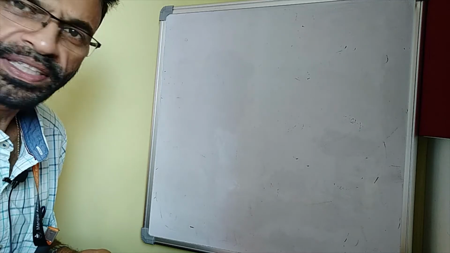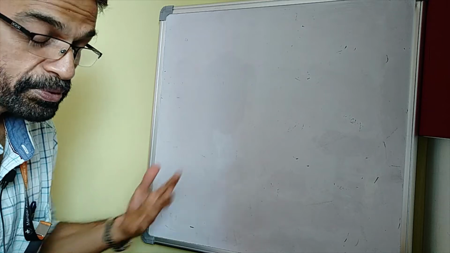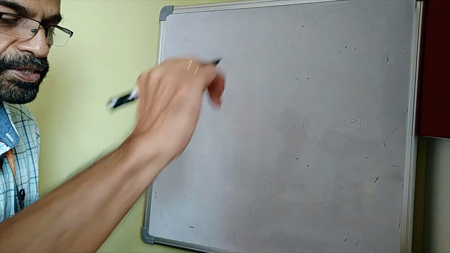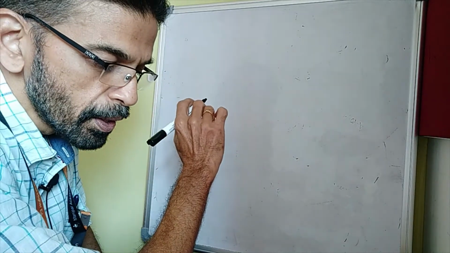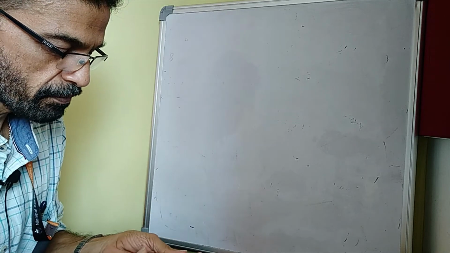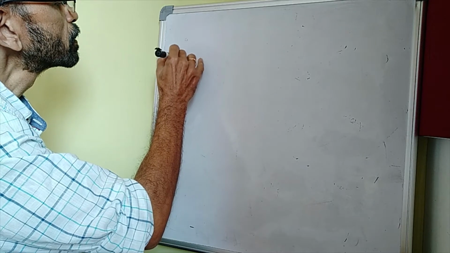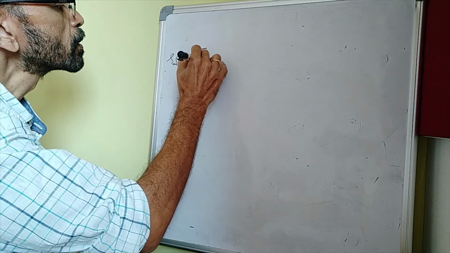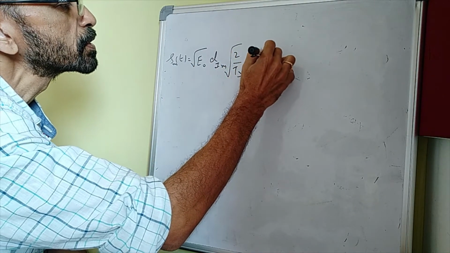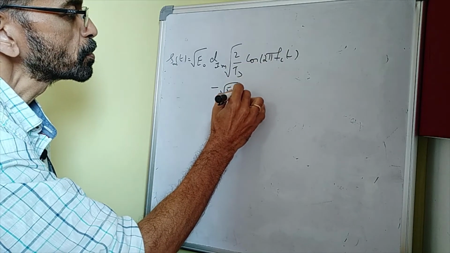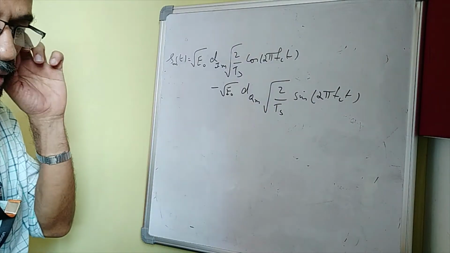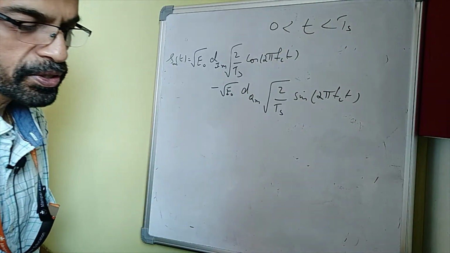To calculate the average energy of a QAM symbol, because the QAM signal amplitude varies from symbol to symbol, as we saw earlier, we have to approach the problem this way. Let's say we already have identified and defined the QAM signal. QAM signal is root E naught dim root 2 by Ts cos 2 pi FCT minus root E naught dqm root 2 by Ts sin 2 pi FCT, and this is in the interval 0 to Ts. That means the symbol interval is Ts.